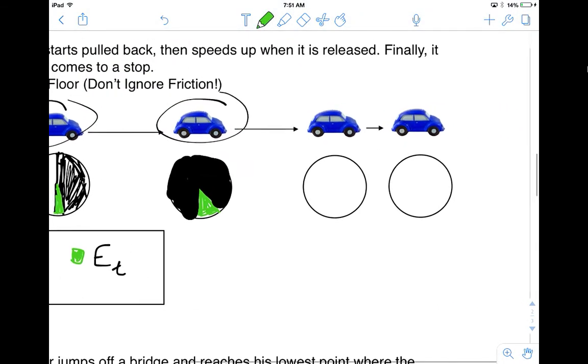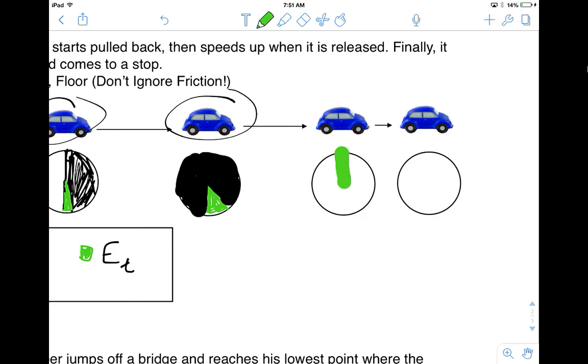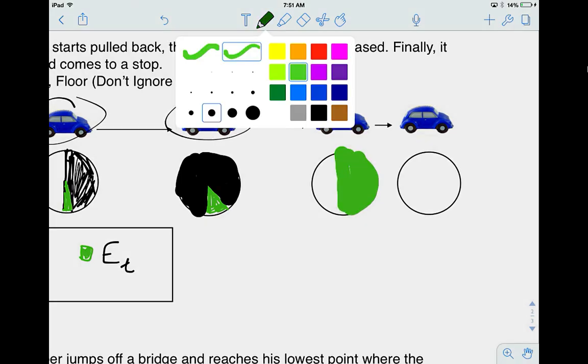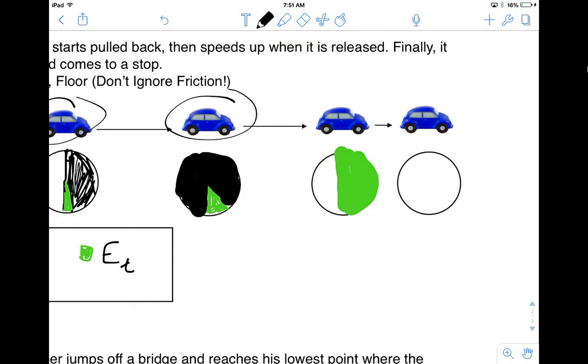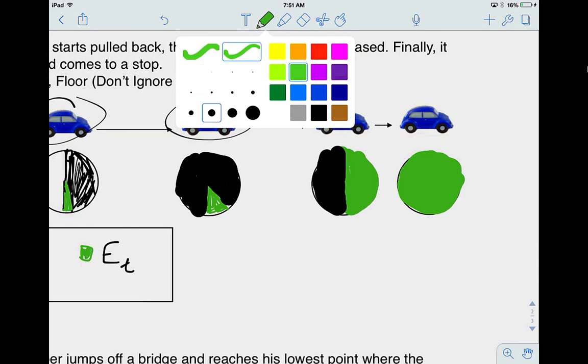Now, as we move on over here, as it slows down, a bigger chunk is going to be thermal, but it's still moving, so we still have some kinetic. We'll call it half and half kinetic and thermal. And at the very end, when it's stopped, it's going to be all thermal. Anytime an object slows down and stops because of friction, it ends with all thermal energy.